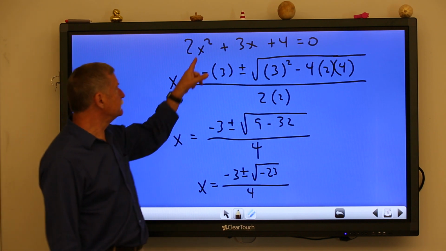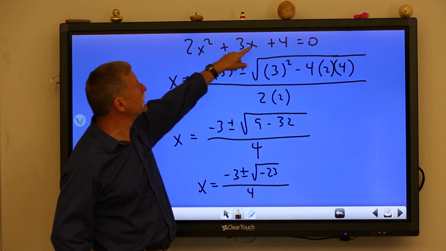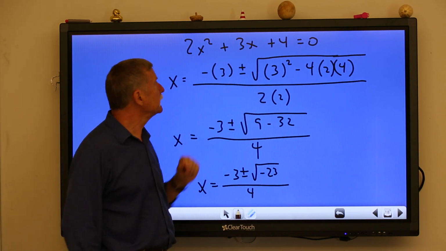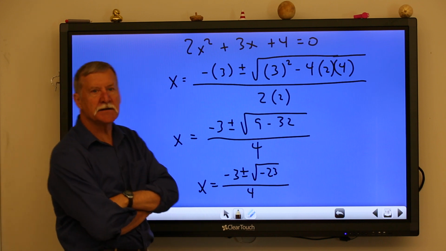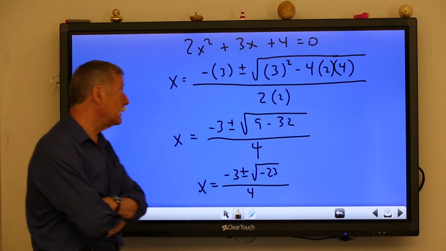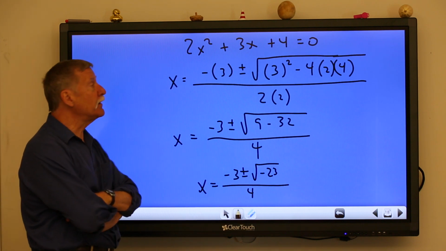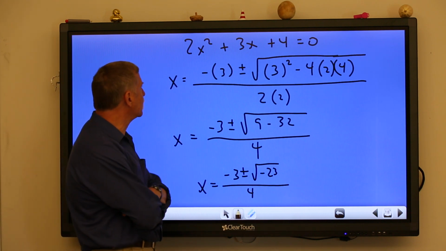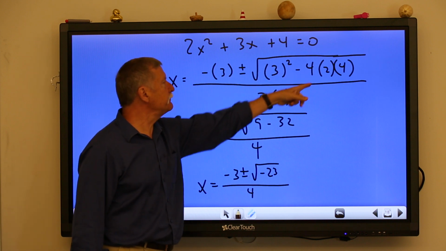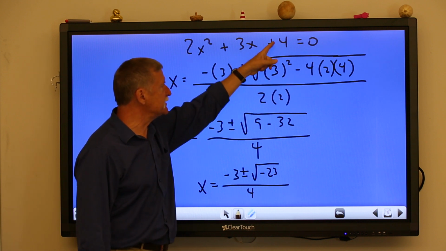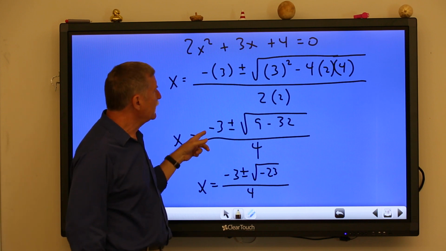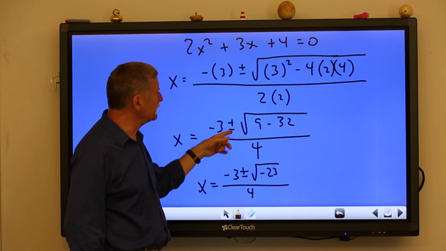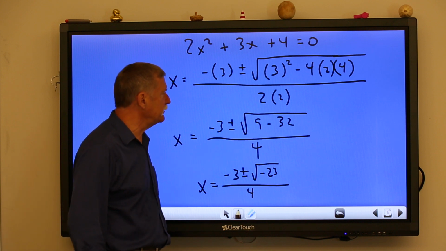All right, let's take a look at this one: 2x squared plus 3x plus 4 equals 0. You might say, you're not going to fool me, I'm going to factor that. Well, good luck, because you're not going to be able to factor it. So we're left with our friend the quadratic formula. Again, simply putting A, B, and C into the formula, I wind up with minus 3 plus or minus the square root of 9 minus 32.